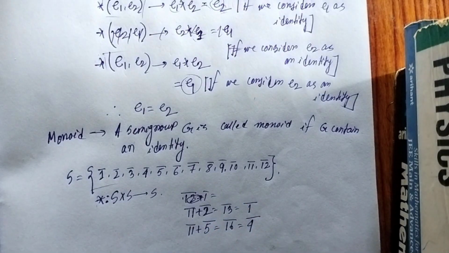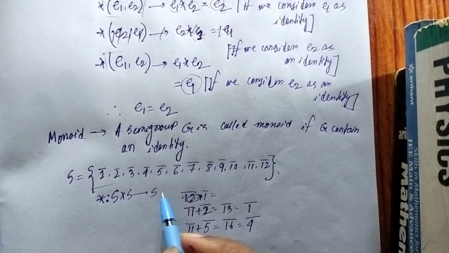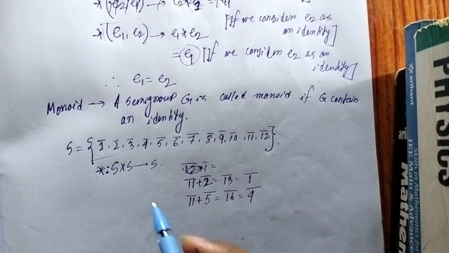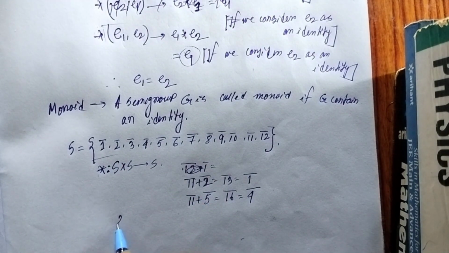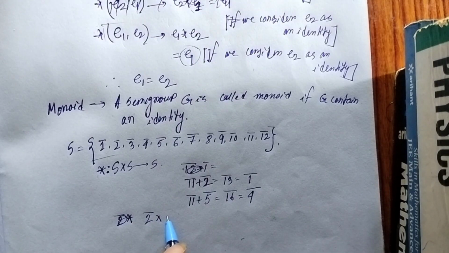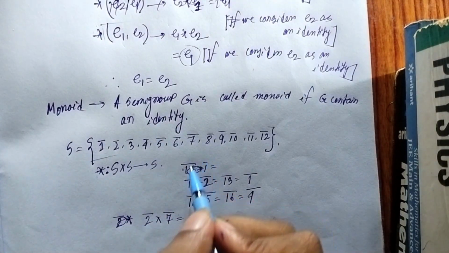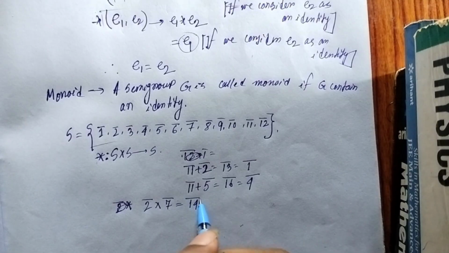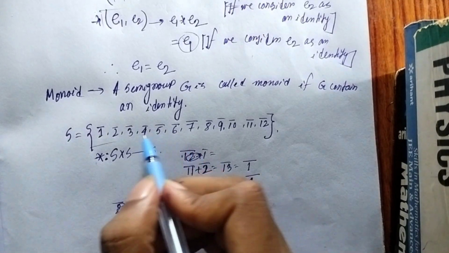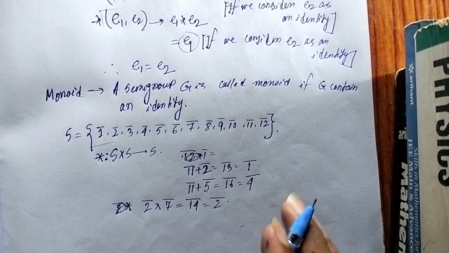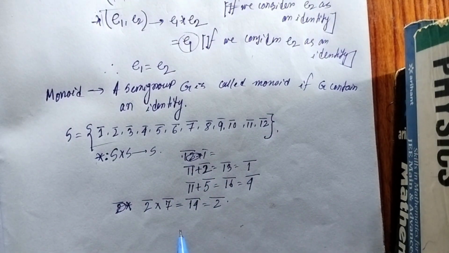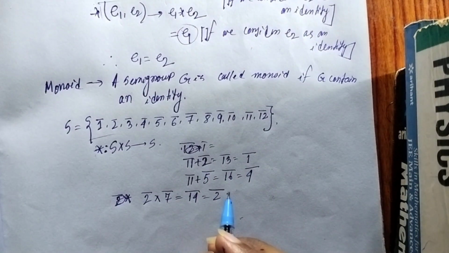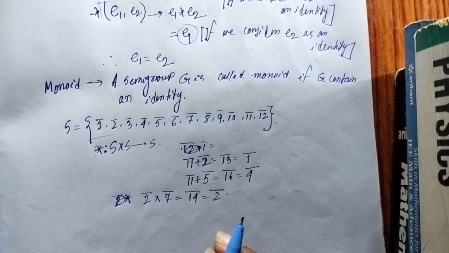Now we are defining this as multiplication. Let's say 2 into 7. Both 2 and 7 belong here, so 7 into 2 is 14, which means 2. So this is going to be in this set. That means we can clearly see that this is closed, and this is also associative. By the multiplicative law you can check it; it is pretty much obvious.